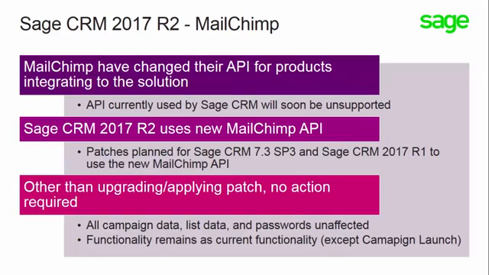There are patches planned for Sage CRM 7.3 SP3 and Sage CRM 2017 R1 to use the new MailChimp API. And so other than upgrading or applying the patch, there'll be no further action required. And you can expect that all of the campaign data, list data, and passwords will be unaffected. So the functionality will remain the same, the integration won't be interrupted, there'll be a slight change in the way in which campaigns are launched.